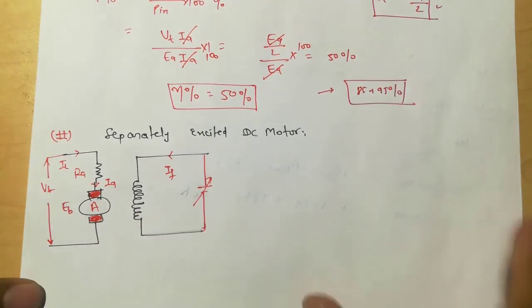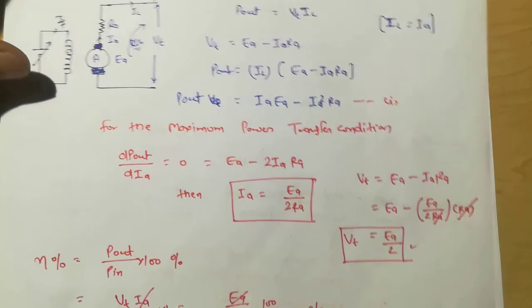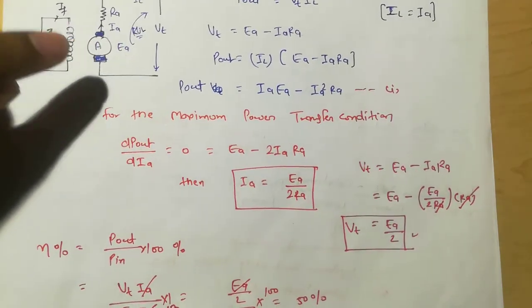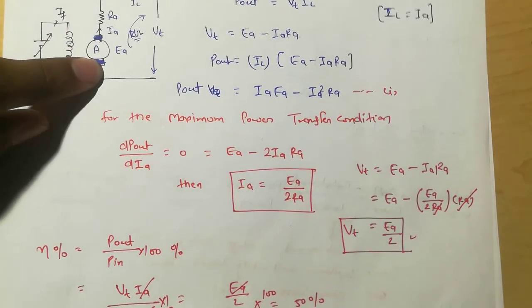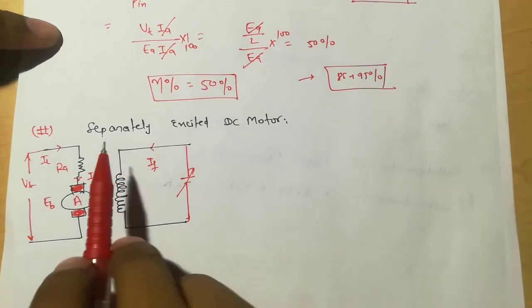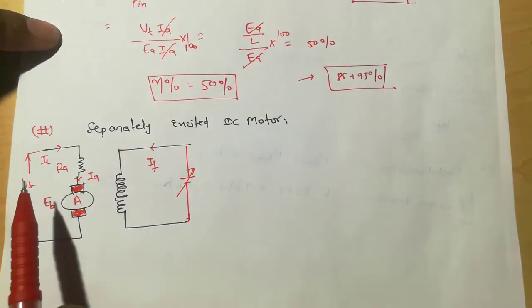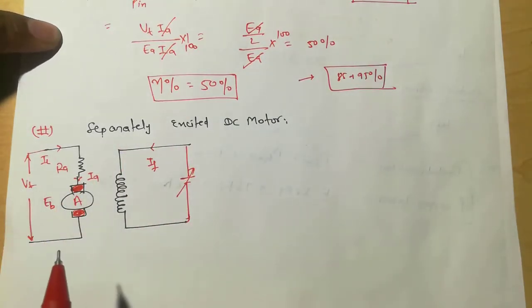Okay, in the case of a DC generator, the terminal voltage is less than the generated voltage, but in the case of a separately excited DC motor, the terminal voltage is greater than the induced EMF, or we can say the back EMF in this machine.